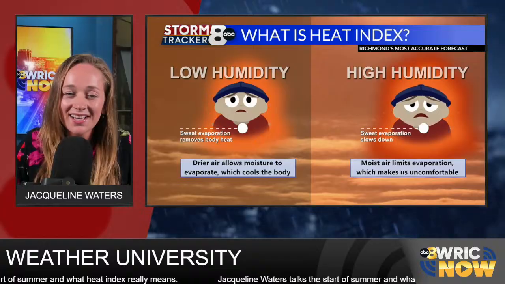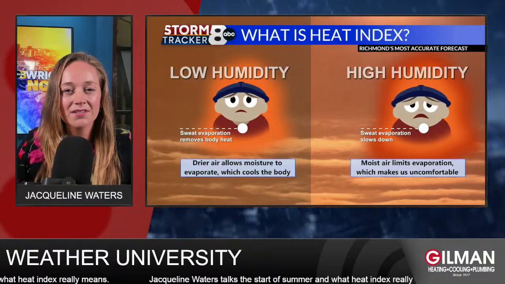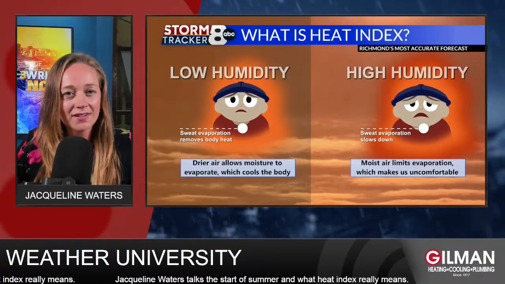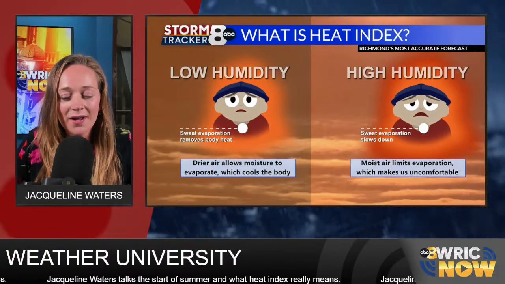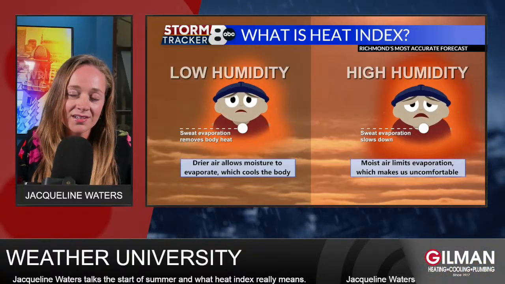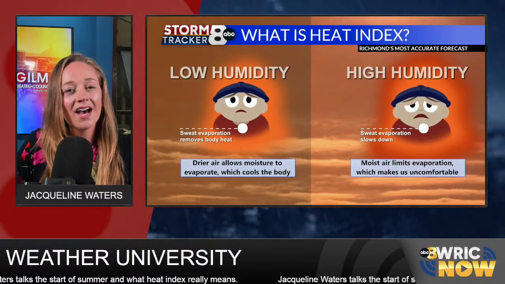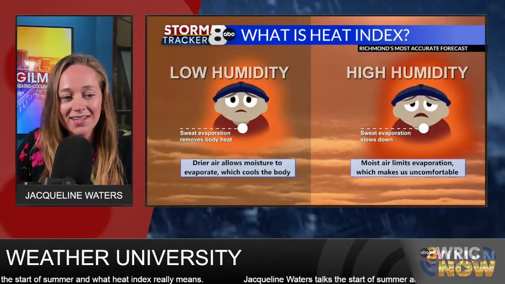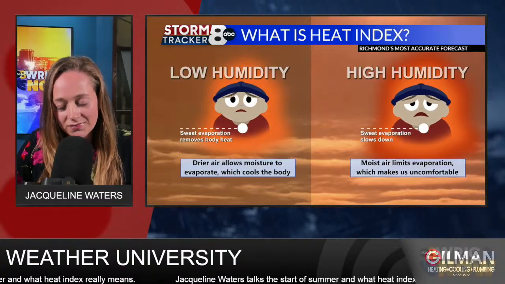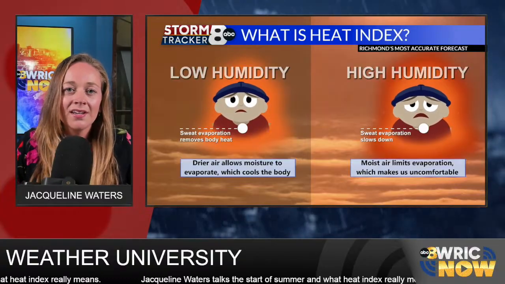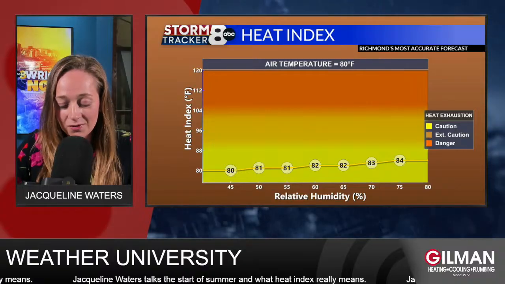Heat index basically combines temperature and humidity. And we know we sweat to cool our bodies. So when you have high humidity, a lot of that sweat doesn't come out. With drier air, it allows moisture to evaporate from your body, which cools the body. When you have more moisture and higher humidity, it limits us from sweating, which makes it uncomfortable. So that's really what heat index means. I know we talk a lot about it in summer, in this time of year, so figured I would just show that. And here's just some fun graphics going with that.